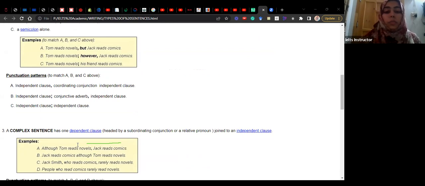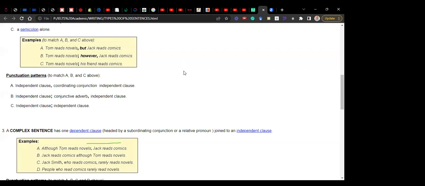But if you want to increase the word count, you can say the same line like this: Tom reads novels, but Jack reads comics. Maybe this part of the sentence is extra information, but still, in order to increase the word length, you can use this. Yes, okay. I mean, it is the word limits, word counting.